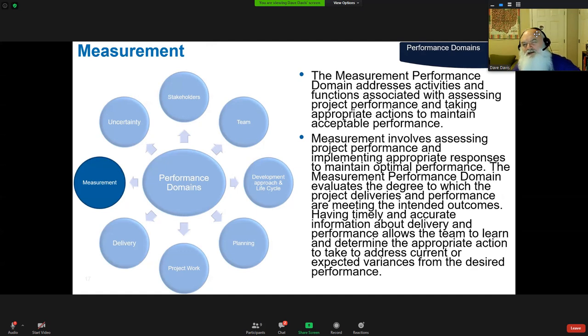Measurement, I just talked about that before, but that makes sure that as we deliver it, that the measurement things are in there to measure what the business sees as value. And also measure your project performance.